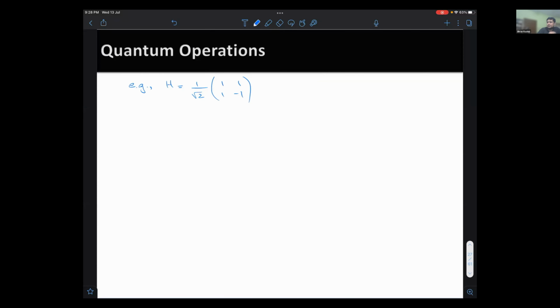One example then of such an operator is on the screen, which all of you might already be familiar with in terms of being called Hadamard. And let's try to see what it does to our standard qubit.